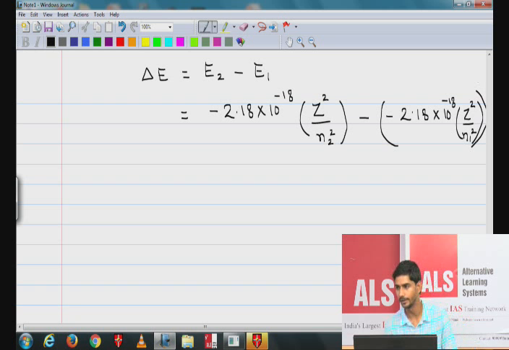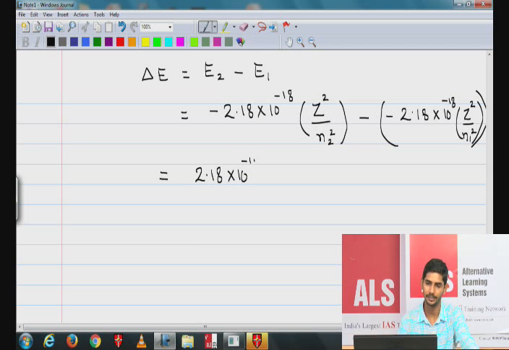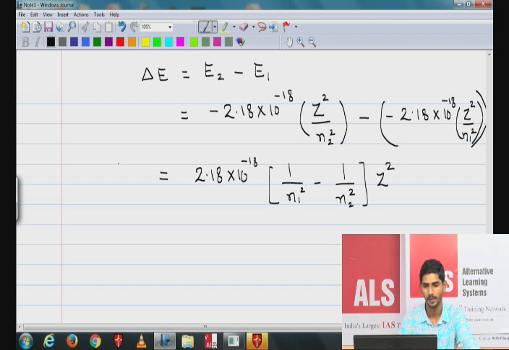Guys, look at this formula very carefully. That was Bohr's fourth postulate. See, when you solve it, this negative and this negative will become positive when you open the bracket. So this whole value will become positive. See, Z is common over there, so I can take it out, and 2.18 into 10 to the power minus 18 is also common. So we can write it like this: 2.18 into 10 to the power minus 18, 1 upon N1 square minus 1 upon N2 square, here it is Z square. Okay? Now, this is equal to delta E.